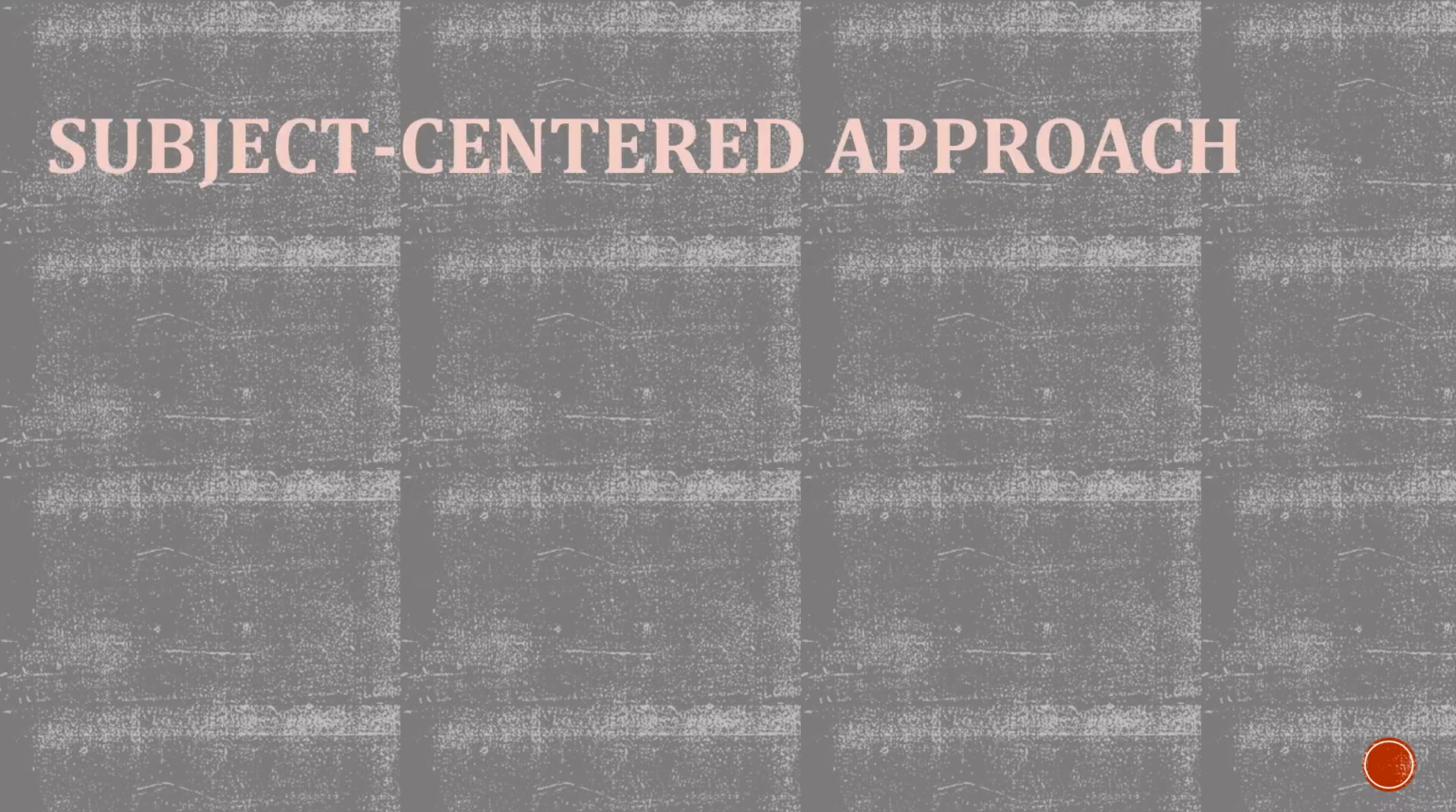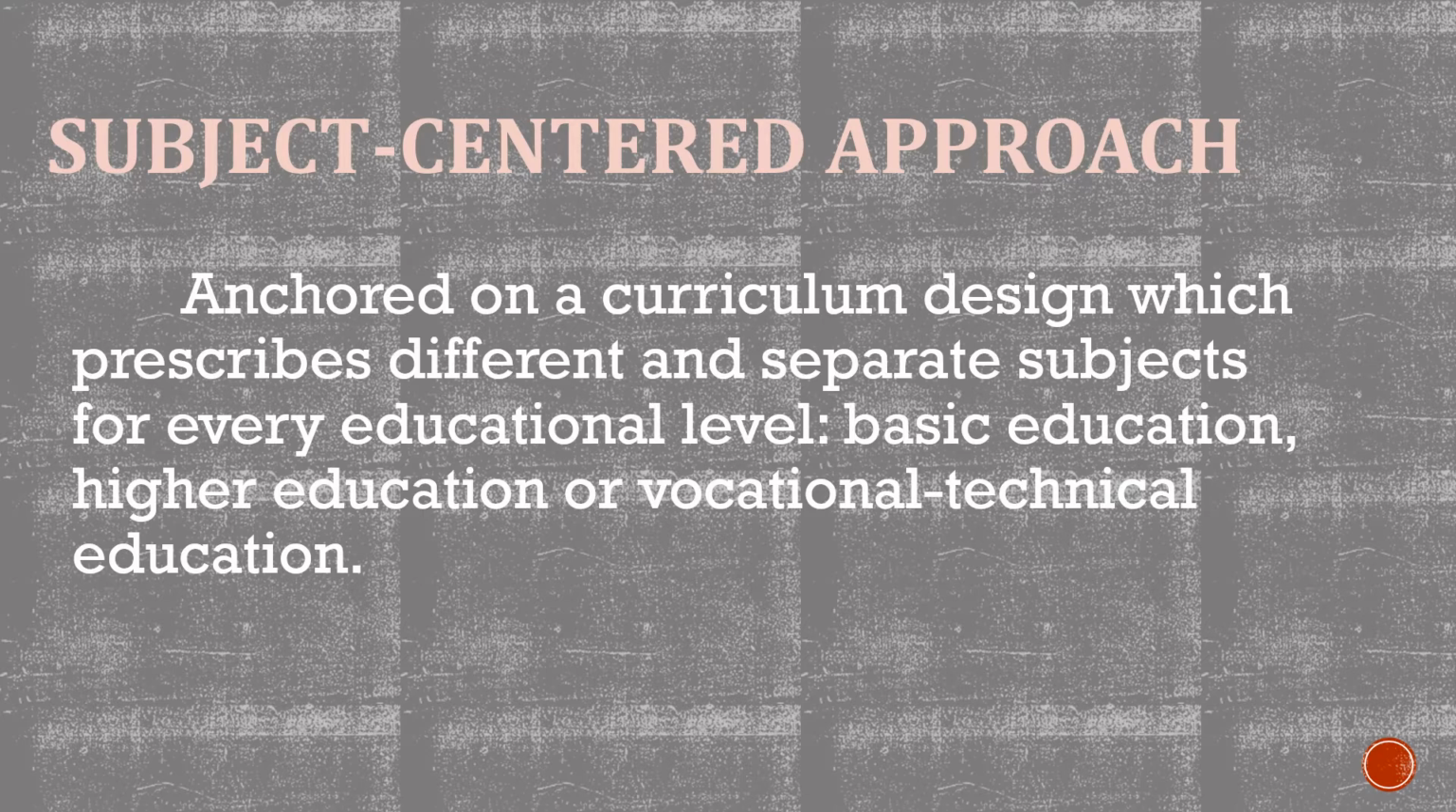The second approach to curriculum design model is subject-centered approach. This is anchored in a curriculum design which prescribes separate distinct subjects for every educational level: basic education, higher education, or vocational technical education. In a subject-centered approach, each content area contains its own set of skills and concepts for mastering that content. For example, in science, students learn about the scientific method and science-related vocabulary. This knowledge is then used when students conduct experiments and investigations.